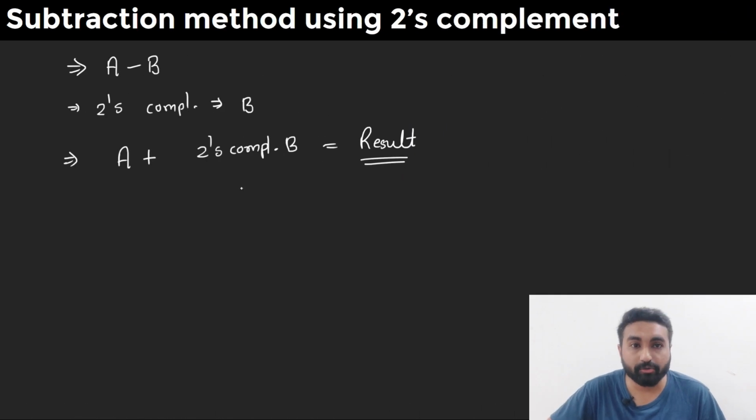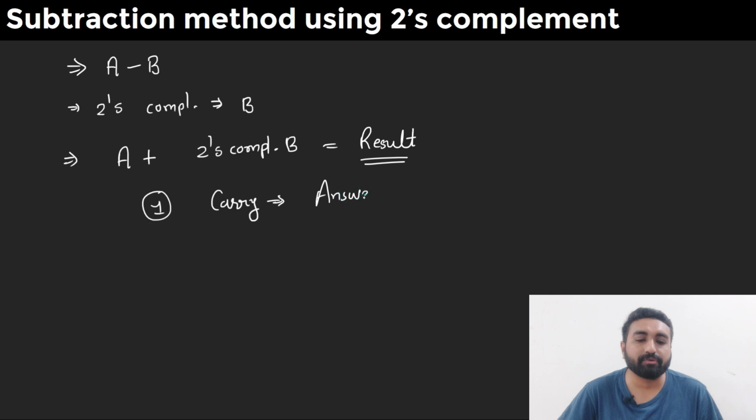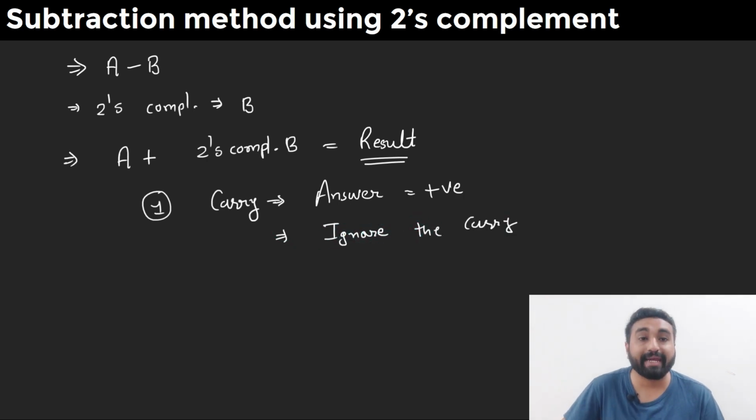Now here two scenarios are possible. In the first scenario, after doing A plus the 2's complement of B, you get a carry after the addition. That means your answer is a positive answer, and in this case you need to ignore the carry. In the 1's complement method we were adding the carry to the answer, but in the 2's complement method we need to ignore the carry.